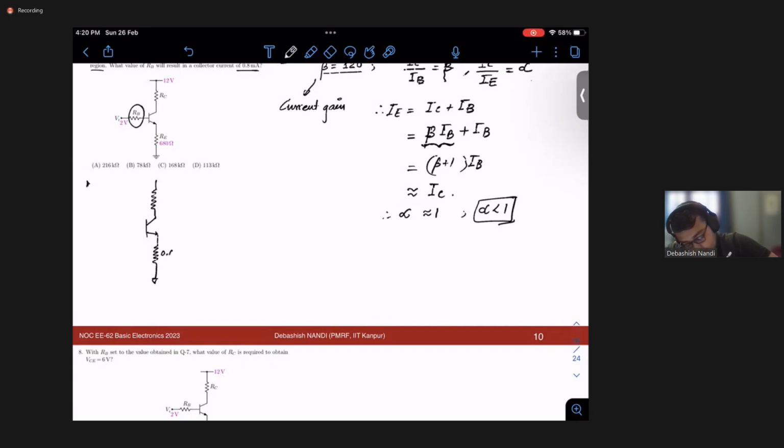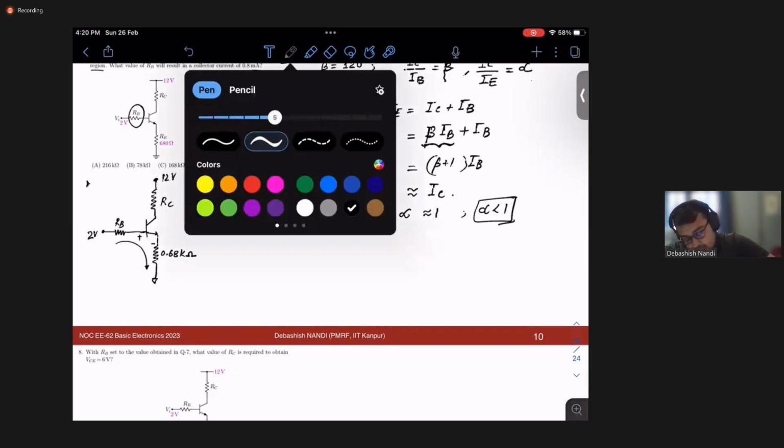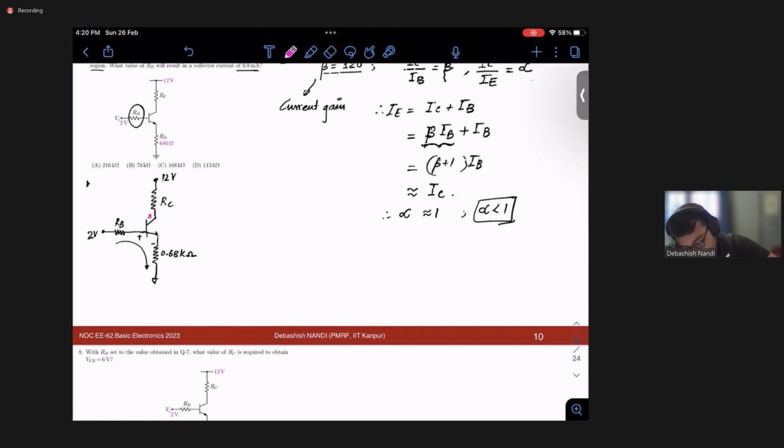This is 0.68 kilo ohm, 680 ohm. You can write 0.68 kilo ohm. This is your RB. This is 2 volt. This is 12 volt. This is your RC, right? So this is a loop. This voltage, this is a junction, PN junction. So this is nothing but your NPN.